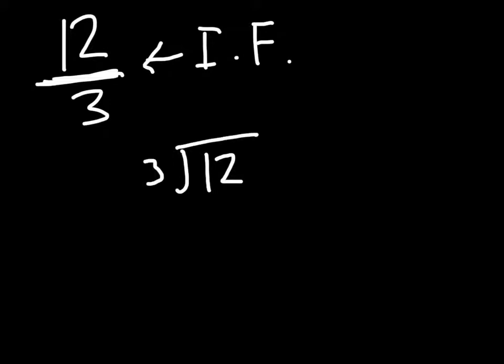Well, you're probably thinking to yourself, oh, well, 3 goes evenly into 12. 12 divided by 3 is 4. And there's nothing left over. So what's the answer? Well, the answer is 4. So 12/3 is actually equal to 4.